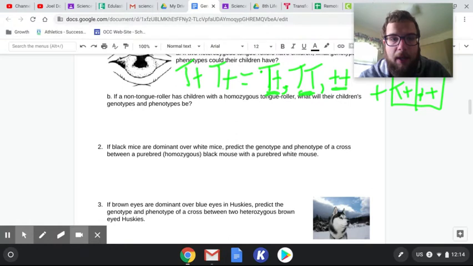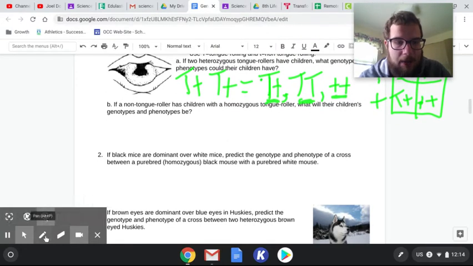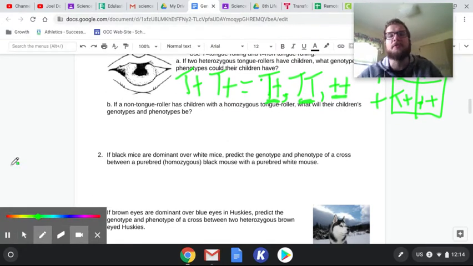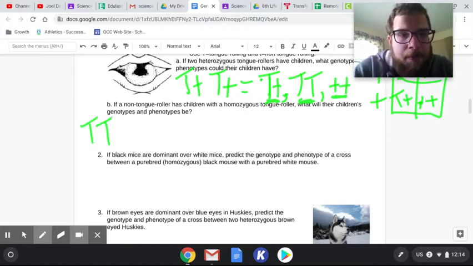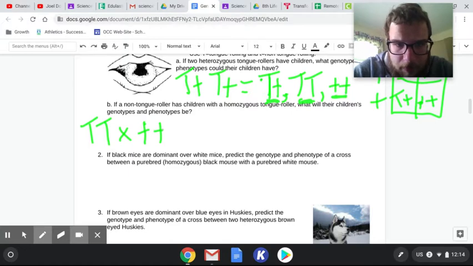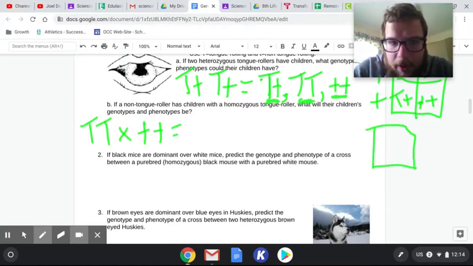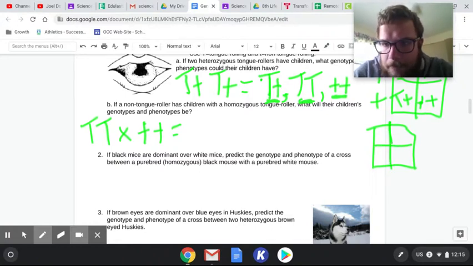Let's go to the second part here. If a non-tongue roller has children with a homozygous tongue roller, so now we've got big T, big T, homozygous tongue roller, and then a non-tongue roller, so they're going to cross with a little t, little t. What are the children going to be like? Let's square it up here.